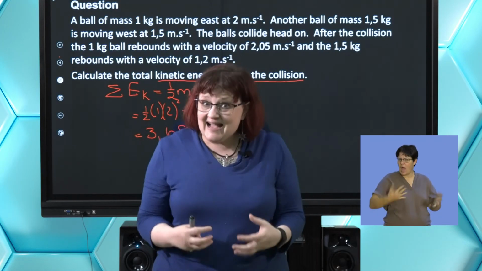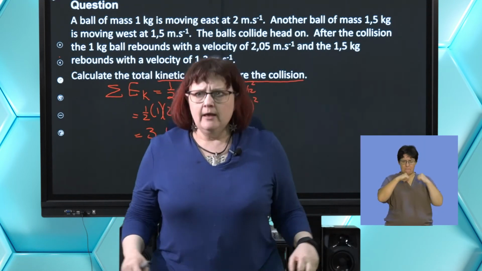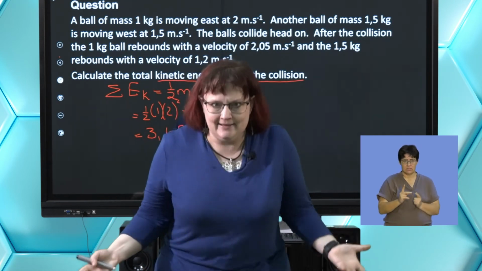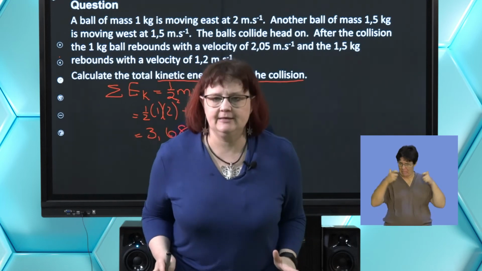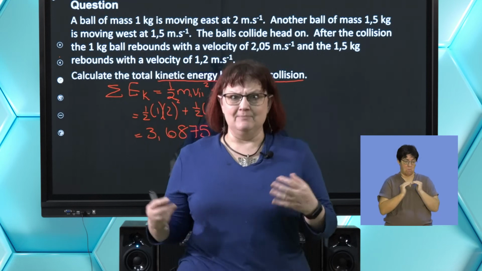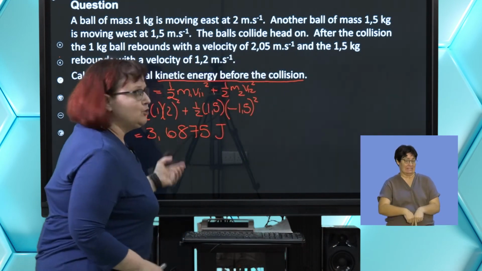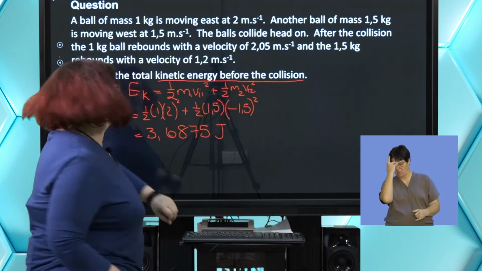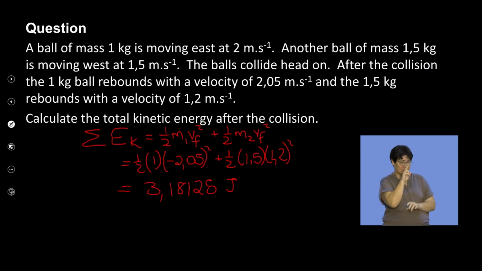Now, how did I know I'd made a mistake? Because it collided, not exploded, and the kinetic energy got bigger. Not going to happen in a collision. It's not possible. Okay? And it's a big difference. So I knew there was a mistake, and it's important that you see that. So then it went to 3.1825. So now it's got smaller. Not by much, but it got smaller. We're okay with that.